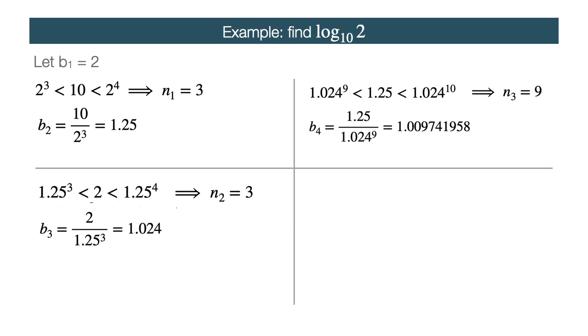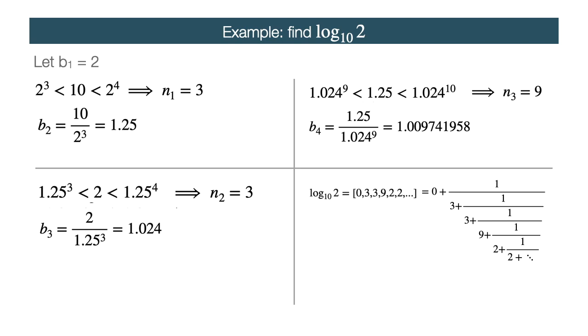Now we can find b4 by calculating 1.25 over 1.024 to the power of 9, which is equal to 1.009741958. Now we can continue forever, but we don't have to. We just have to find a reasonable approximation because the rest just won't matter. And from this, we can just construct a continued fraction. So log base 10 of 2 is equal to this continued fraction right here.